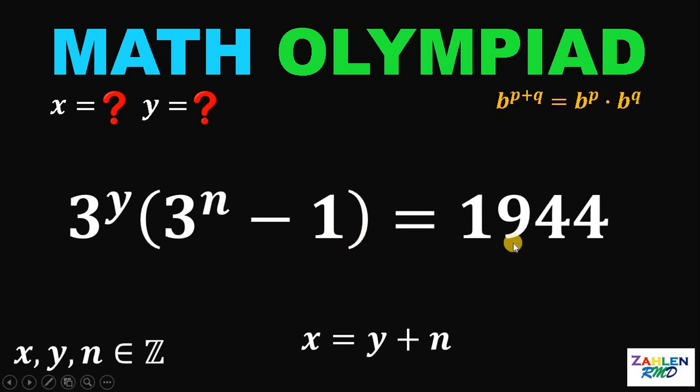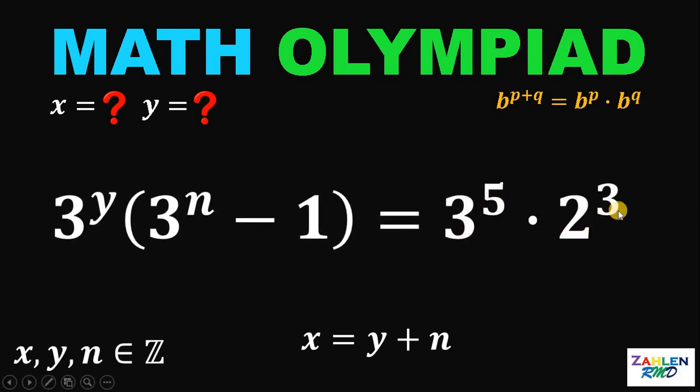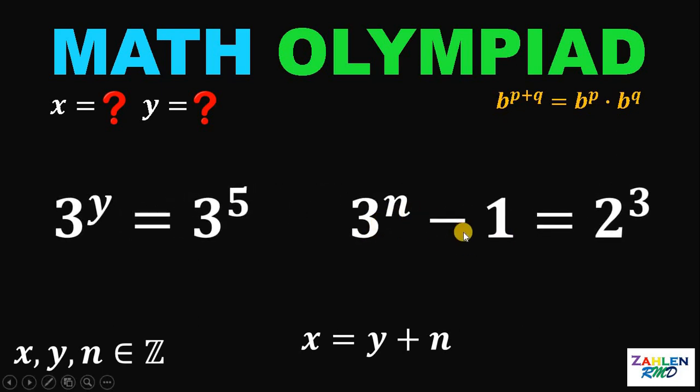Now, let's consider the prime factorization of 1944. The reason is, the left-hand side of our equation is a product of two positive integers. So now, 1944 can be written as 3 raised to 5 times 2 raised to 3. Comparing the terms on the left-hand side to the right-hand side, we can easily say that 3 raised to y must be compared to 3 raised to 5, and 3 raised to n minus 1 must be compared with 2 raised to 3, because 3 raised to n minus 1 is definitely an even number, and 2 raised to any number is still an even number.